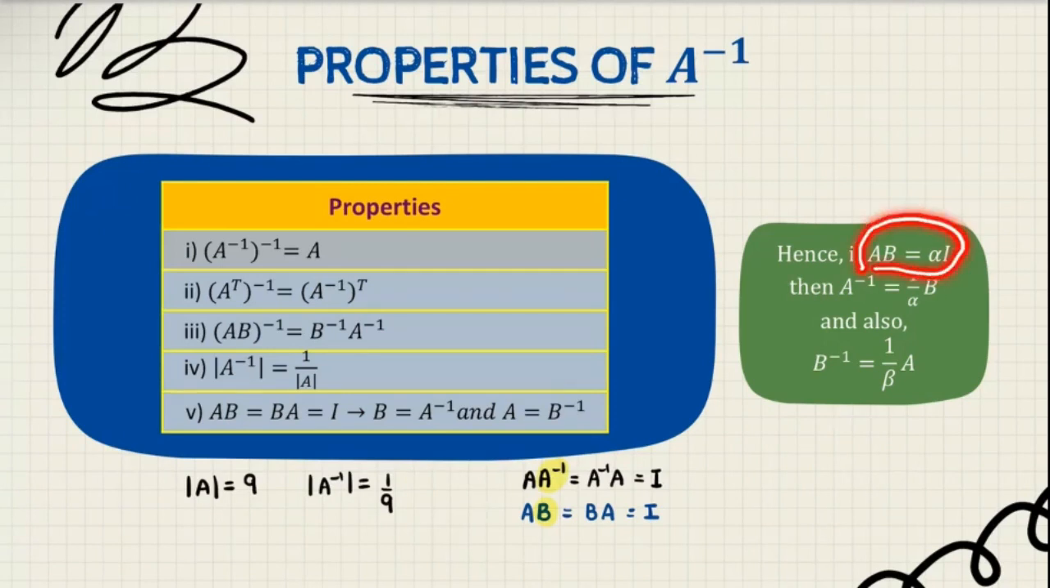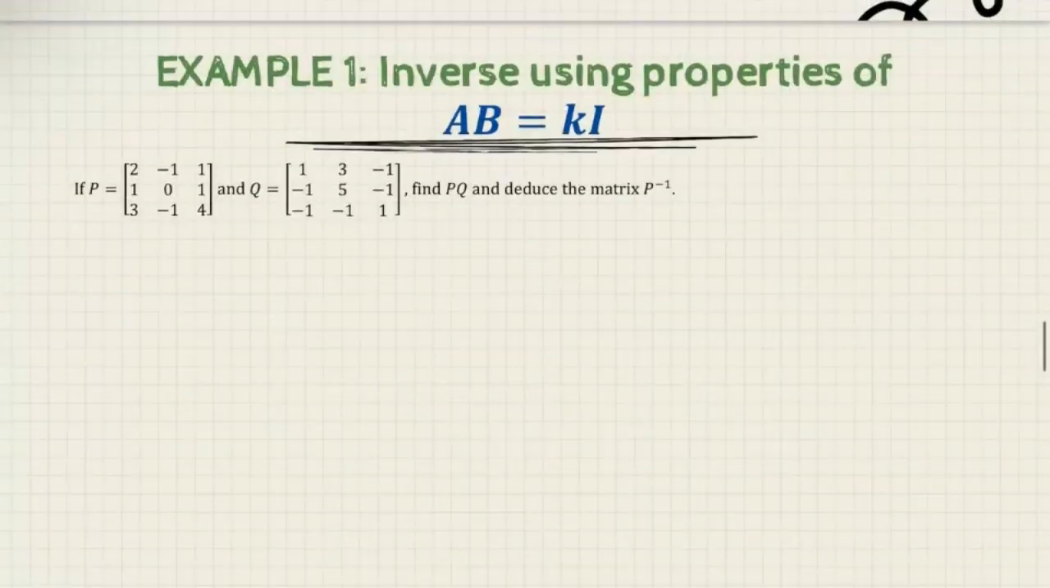Okay, let's say kalau kita jumpa ini pula, let's say kita ada AB sama dengan alpha I. So contohnya kamu darabkan A dengan B, kamu dapat 2I. Okay, so maksudnya menggunakan relation ini, kita akan dapat A inverse bersamaan dengan 1 over alpha beta B. Dan B inverse pula dia akan jadi 1 over beta of A. So ini kita gunakan properties of inverse lah sebenarnya. So ini saya tunjukkan apa dia AB sama dengan KI ni.